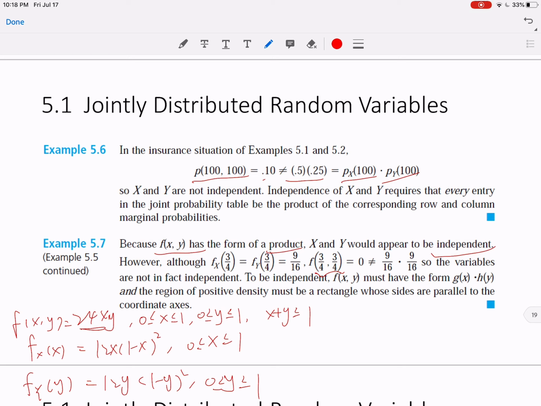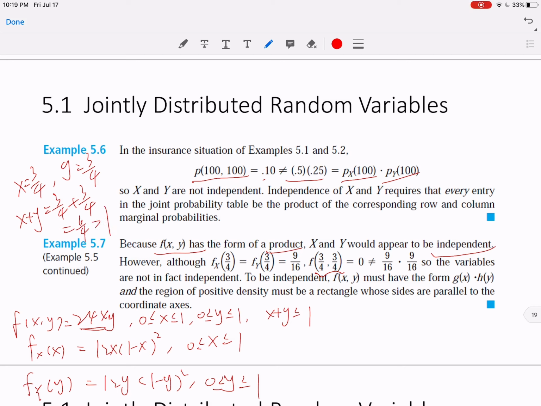We're talking about the function value, not the... oh yeah, actually it is 0, because in this case x is equal to 3/4, and y is equal to 3/4. And we have x plus y is equal to 3/4 plus 3/4, which is 6/4, which is greater than 1.